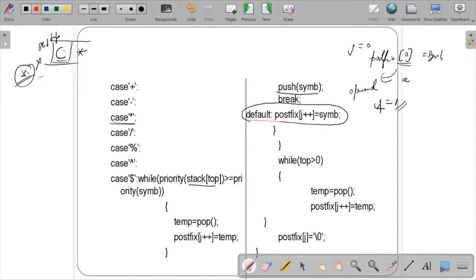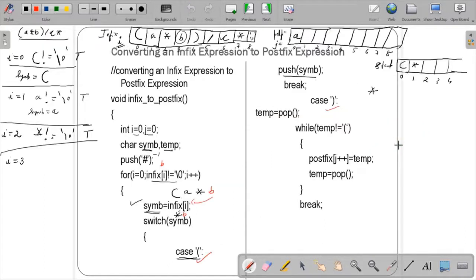You know in the previous postfix of J++, J equal to 0 had a sim. Now the J value is 1. So postfix of J, that means postfix of 1, I need to put the sim. What is the sim? It is B, and then increment. This is post increment, right? Initially it will assign the value and then it will increment. So J will be updated to 2 now. Postfix of 1 will be B and J will be updated to 2. So here you will be placing the operand B and your J will be updated to 2 now.